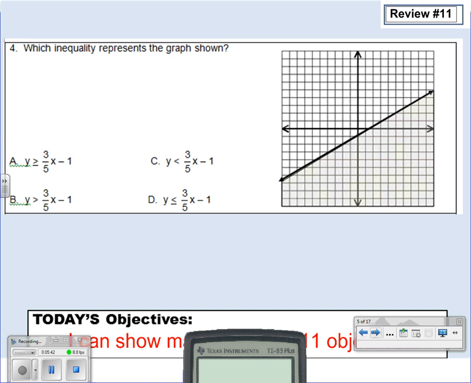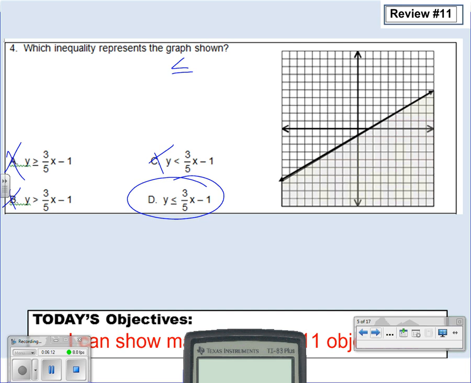Number 4, which inequality best represents the graph shown? This one has a solid line, so we know that our inequality must have a line underneath it. That means C is out and B is out because they do not have an equal sign underneath the line. The other thing we see is that it is shaded below, therefore since it's solid and shaded below, it should be less than or equal to. So my answer is D, and I haven't even figured out what the slope or the y-intercept is.